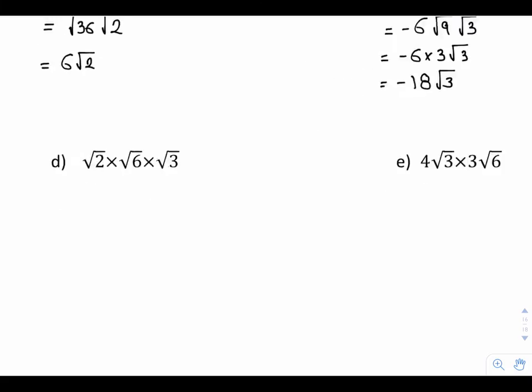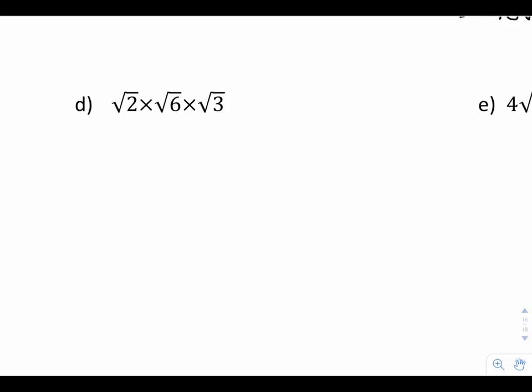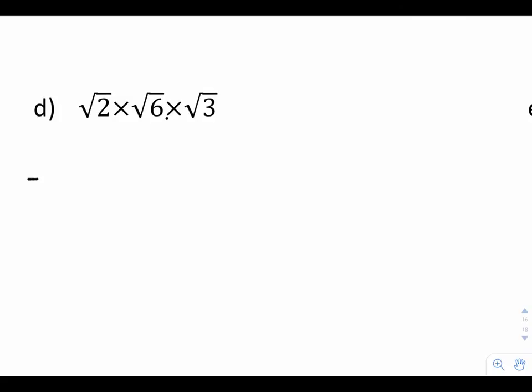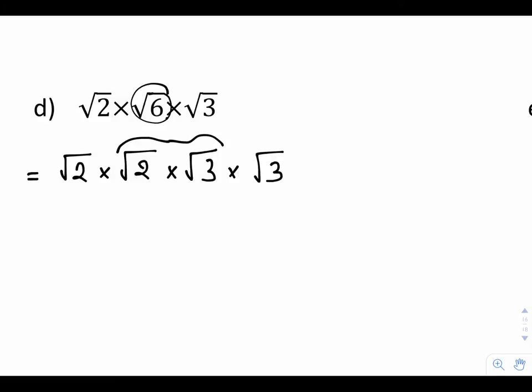Now on to D, it's the same thing. Neither 2 nor 6 nor 3 have perfect square factors, but I know that 6 can be broken down in such a way that I get the square root of 2 times the square root of 3. And I'm jumping a step here. Hopefully you spotted it, these two guys give me the root 6. And the root 2's combined together give me root 4 times root 9, which equals 2 times 3, which equals 6.